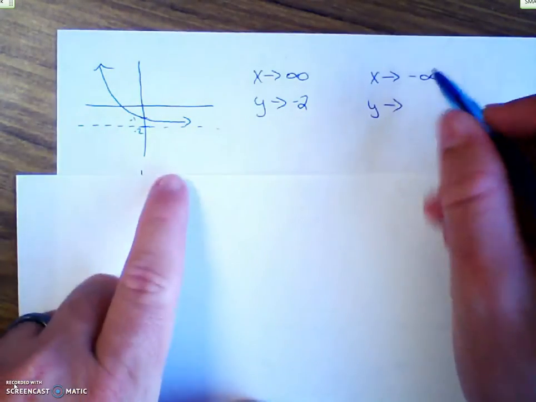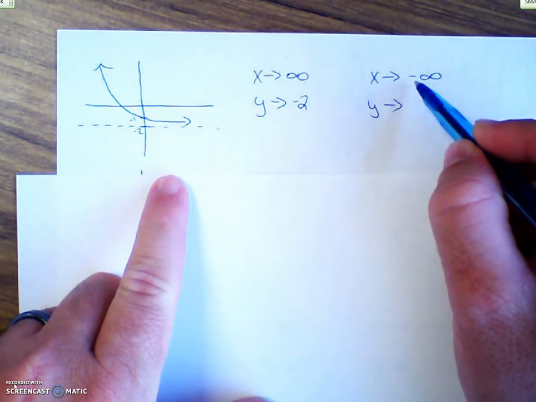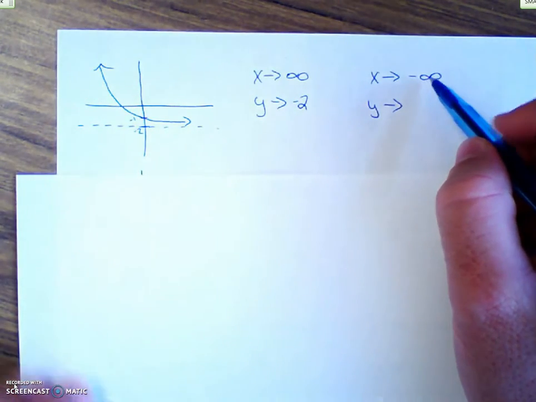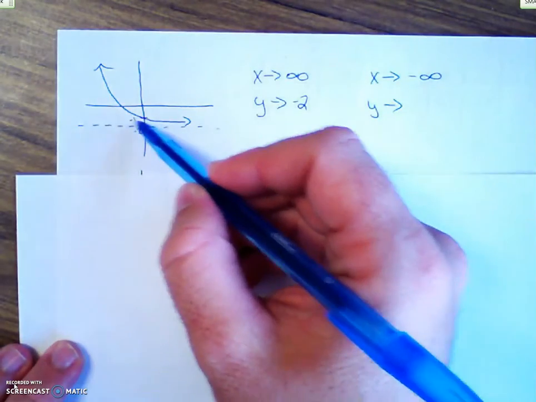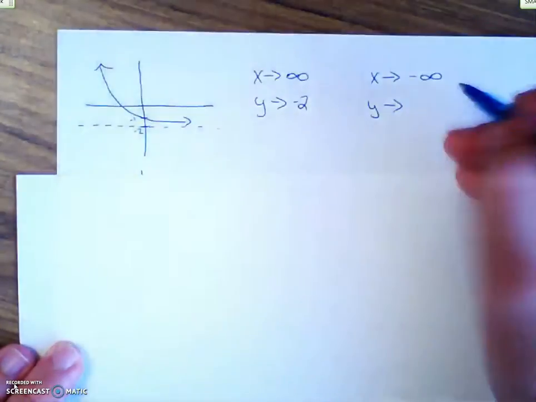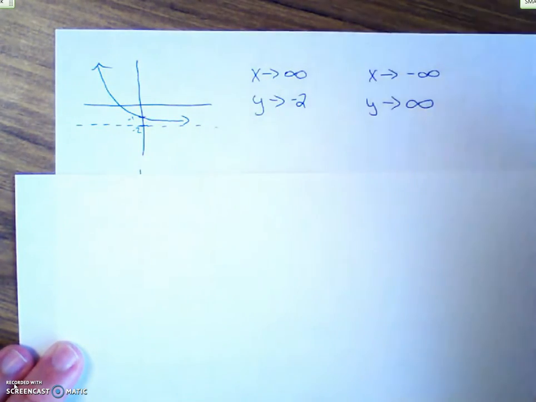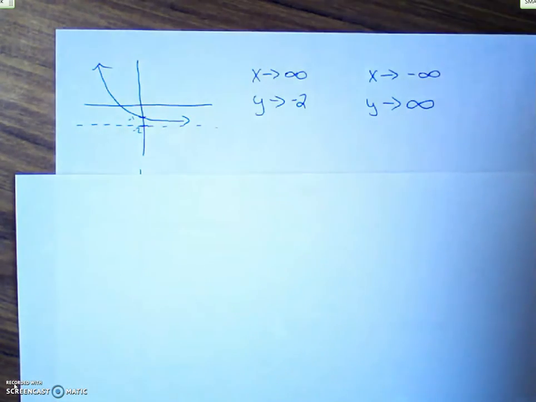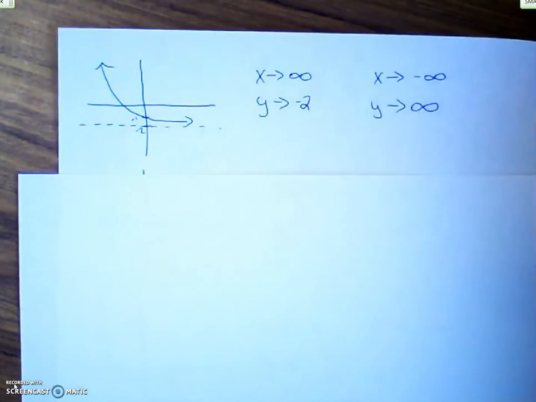Now, as x gets smaller and smaller, as my x moves to the left forever, as it goes to negative infinity, my y values are going to be getting larger and larger. It's going to keep going up, up, up forever. So it's going to positive infinity. We have a lot of these in our notes too, so make sure you look at those as well.